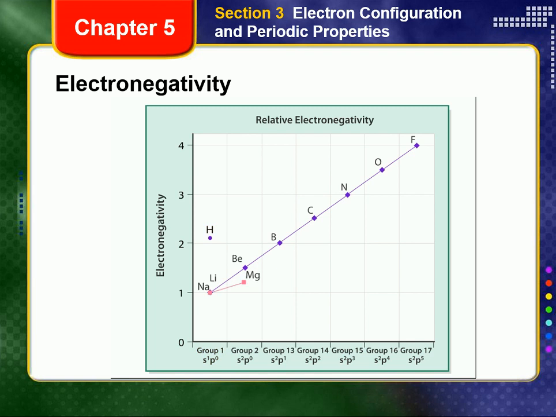As atoms get larger, the distance from the outer electrons to the atomic nucleus increases. The ability of these atoms to attract electrons to their outer orbitals decreases.